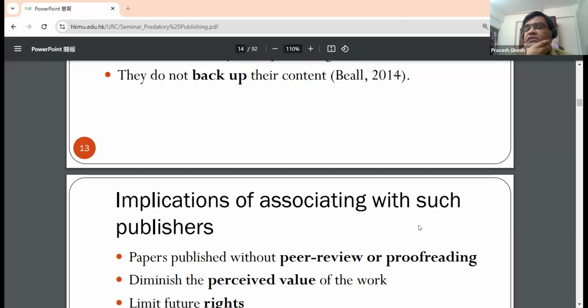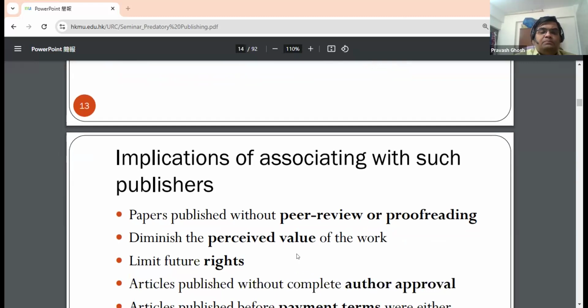No peer review is the major issue. Suppose you are a professor of marketing. Your major purpose of sending the paper to a journal is to get the review from your top researchers in the area of marketing, right? Such as Journal of Marketing, where top people are sitting. So your main purpose is defeated if you go to a predatory journal. No proofreading, nothing. It diminishes the perceived value of the work. Yes, your work is gone, right?